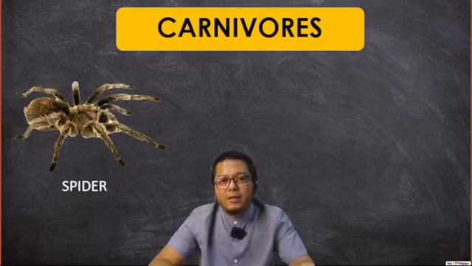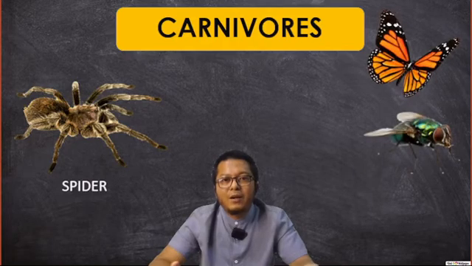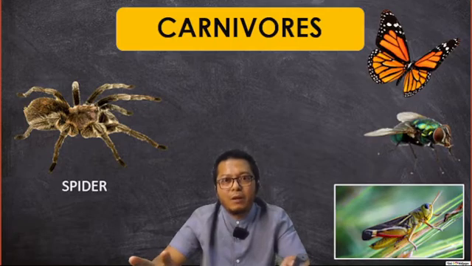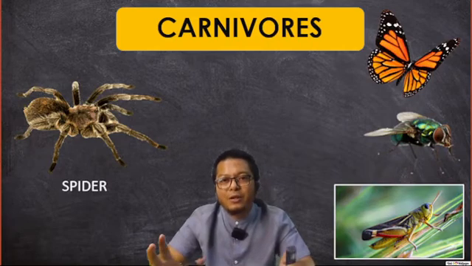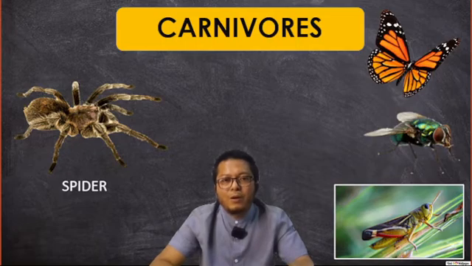Next, spider. Spider is quite small, so it will eat smaller animals such as butterfly or fly or grasshopper. It depends on the size. A spider, even though it eats animals, cannot eat something big like a rabbit, for example. It cannot catch a rabbit, but it can catch smaller animals like butterfly or maybe fly or maybe grasshopper. And spider is also in the carnivore group.